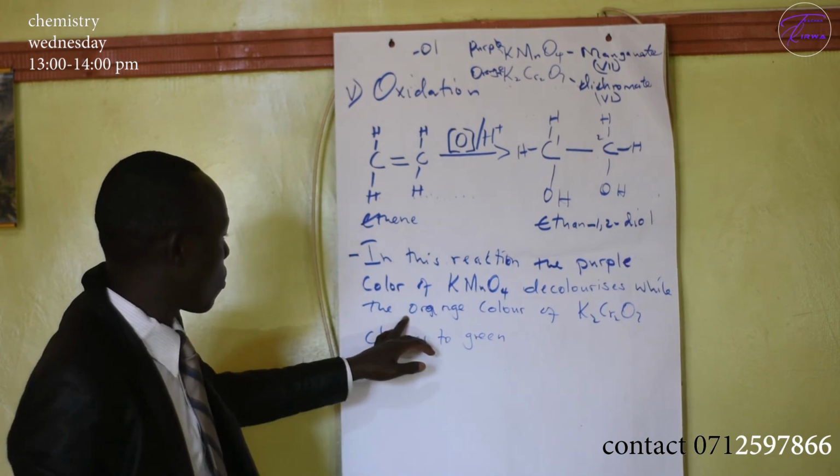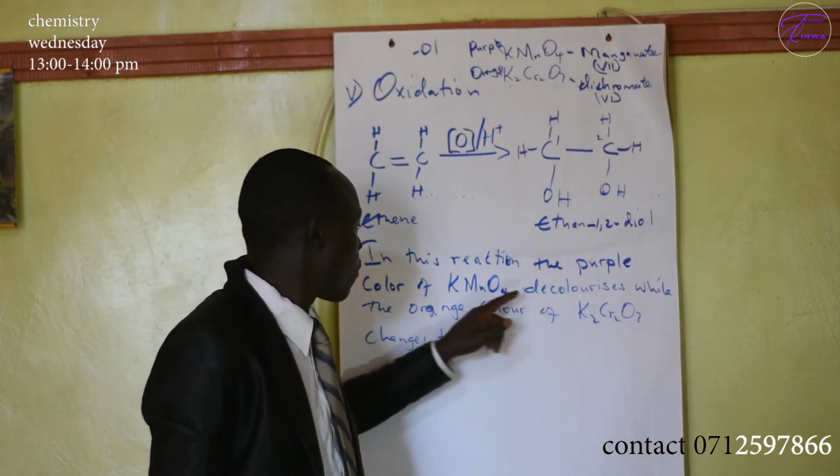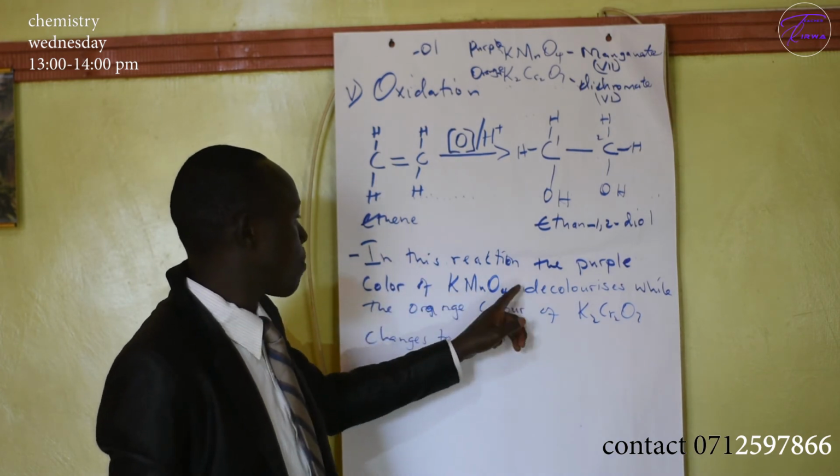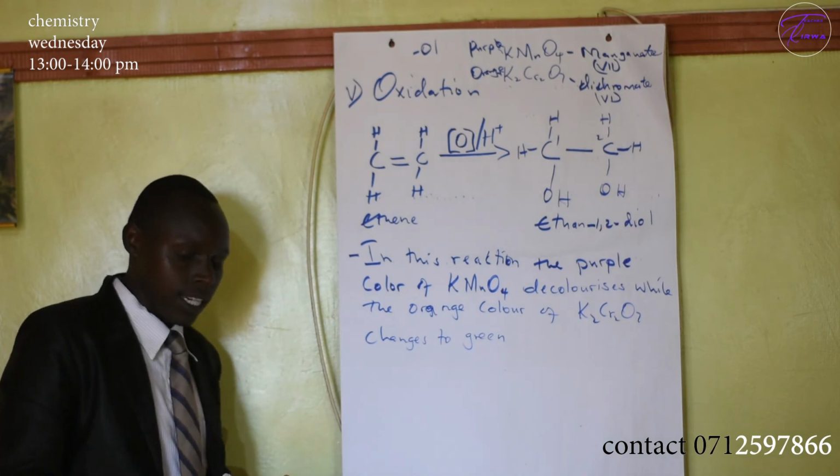Okay, so the orange color changes to green for potassium dichromate(VI). For potassium manganate(VII), the purple color decolorizes, or potassium manganate(VII) is decolorized.